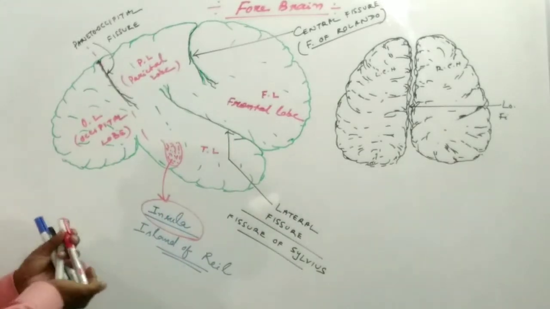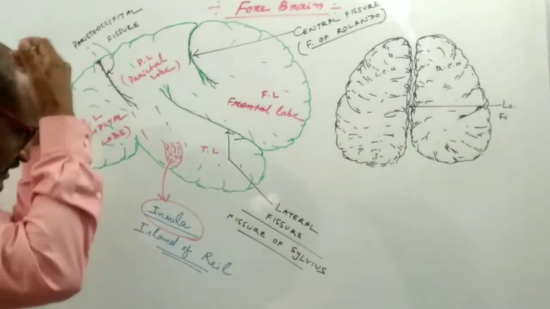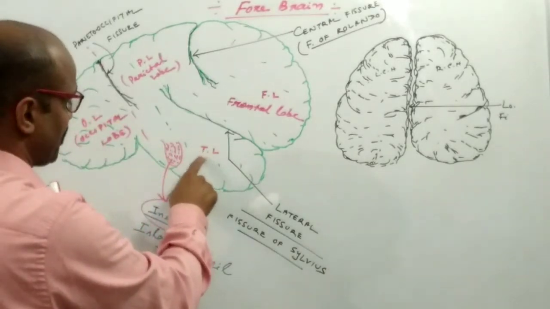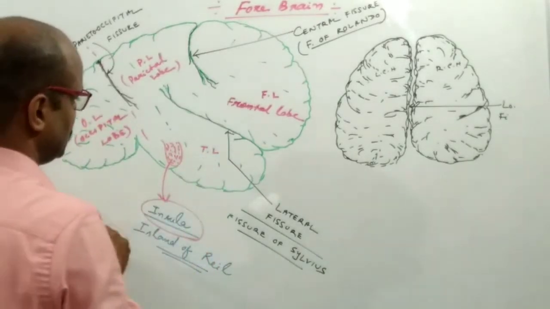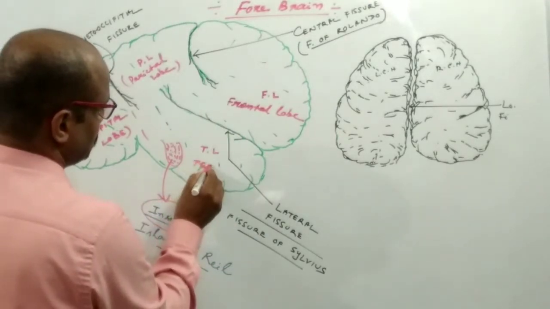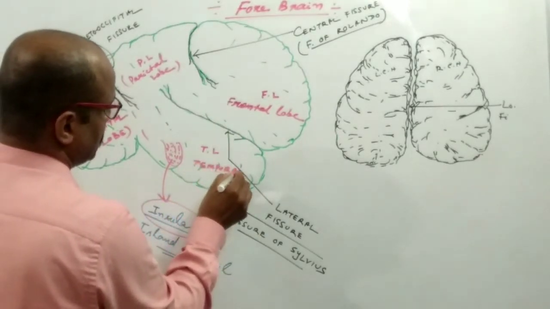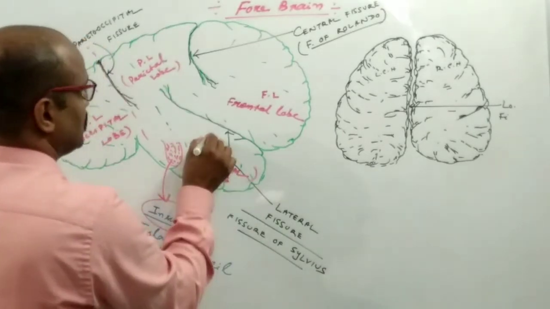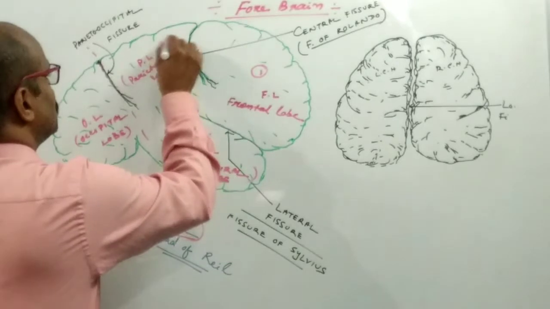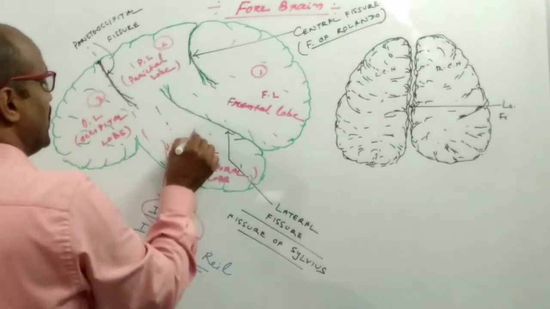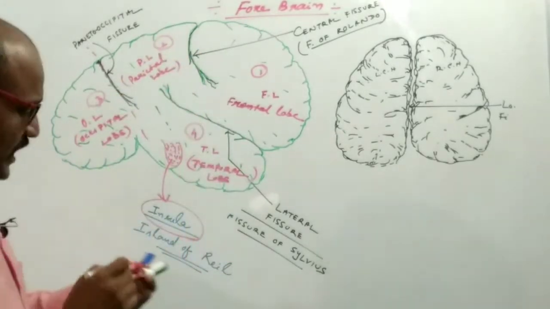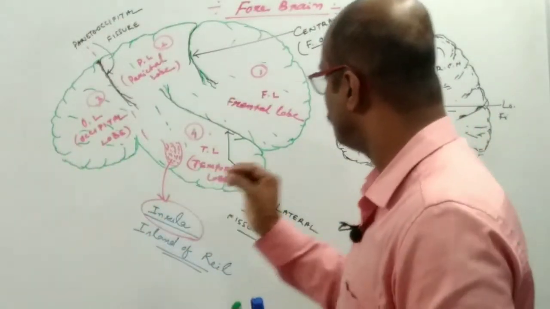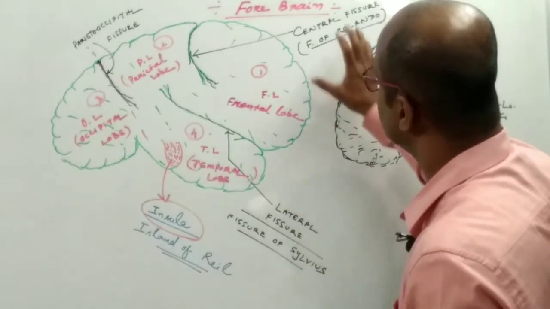The temporal lobe is the lobe present at the side of the cerebrum, on both lateral sides of the cerebrum. This is known as the temporal lobe. So lobe number 1, 2, 3 and 4. Actually each cerebral hemisphere is divided into 4 lobes because of the presence of these fissures.